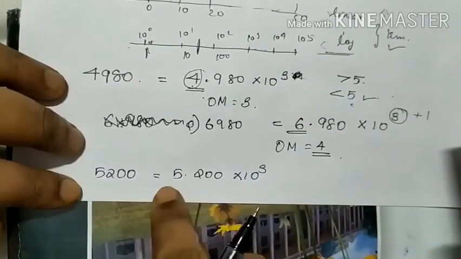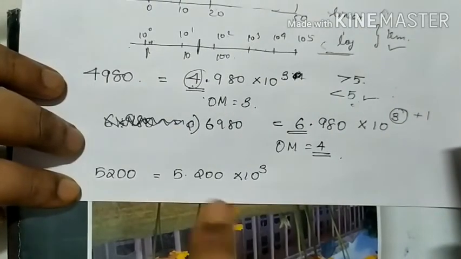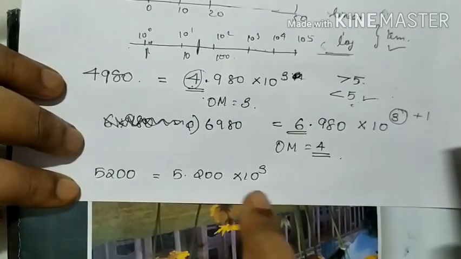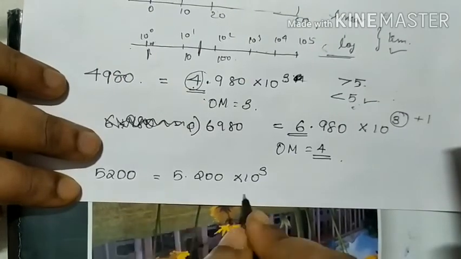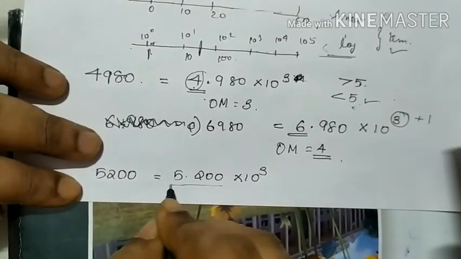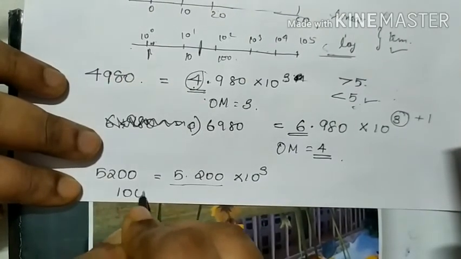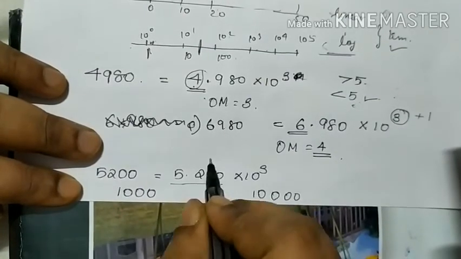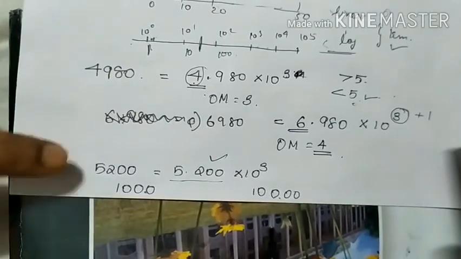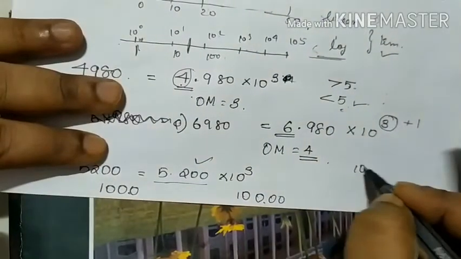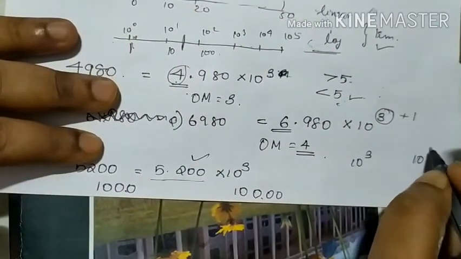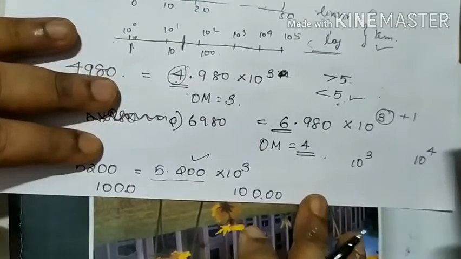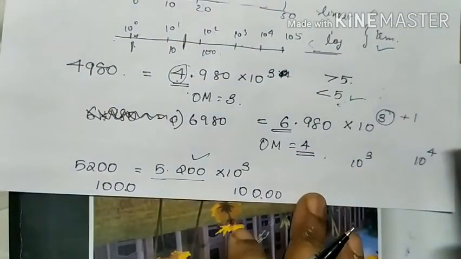Listen guys. So 5200, right? I'm going to write two extremities in tens. 5200. So two extremities means 1000 and 10,000. This number is in between these two extremities. That is, I can say 10 to the power 3 and 10 to the power 4 are the two extremities. This much clear?